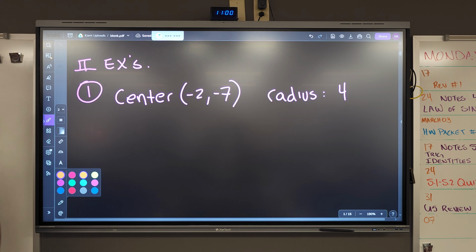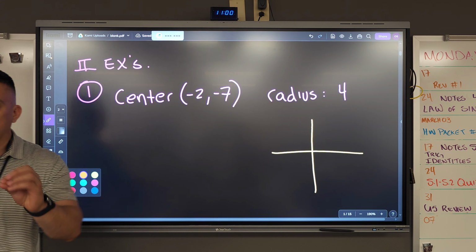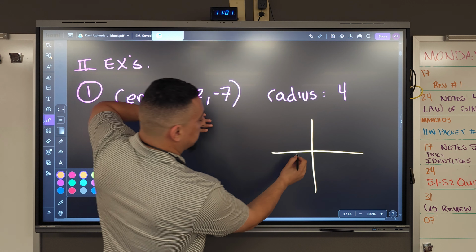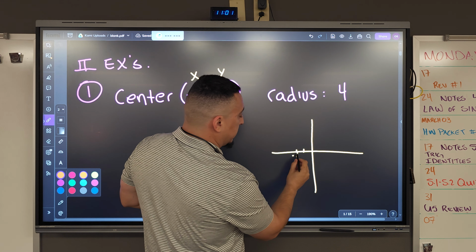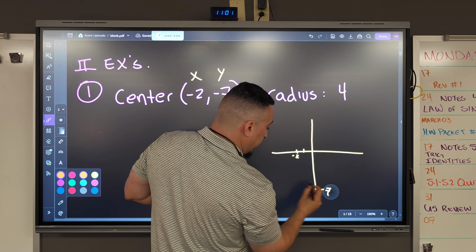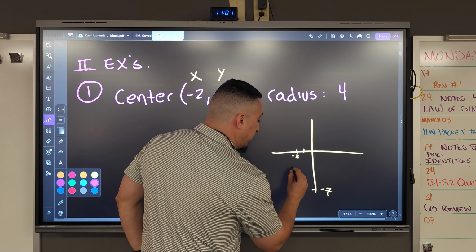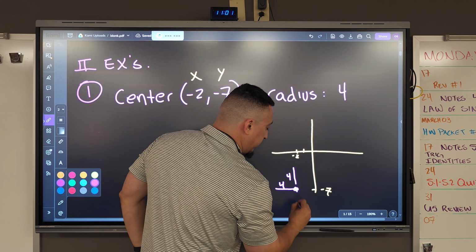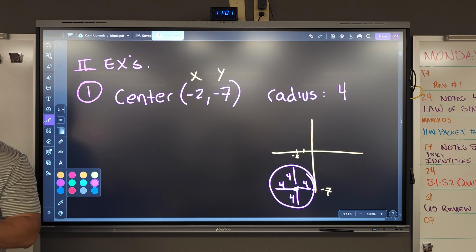Real quick, just a quick sketch of this, so you can connect what we're talking about. I want the center to be over here at -2, because this is the x, that's the y. So -2 on the x, -7 on the y. So I want the center to be right here. That's what we mean by that. And then the radius, I want it to be 4. So from here, I want it to be 4 up, 4 to the side, 4 down, 4 this way. You get what I'm saying? That's visually what we want.